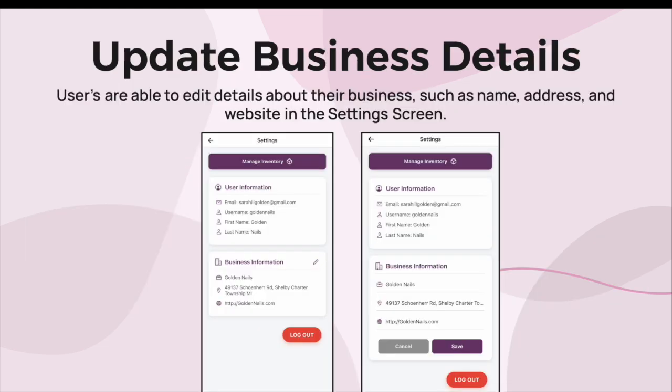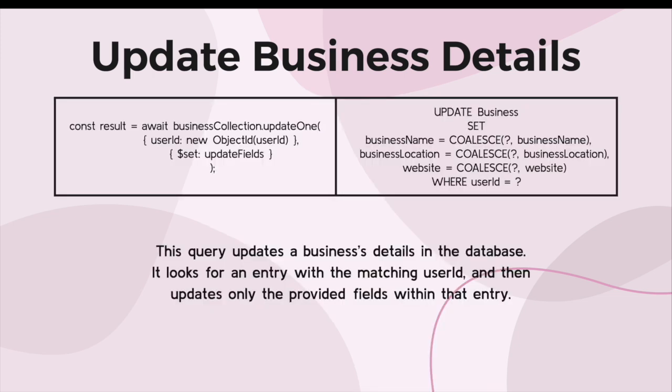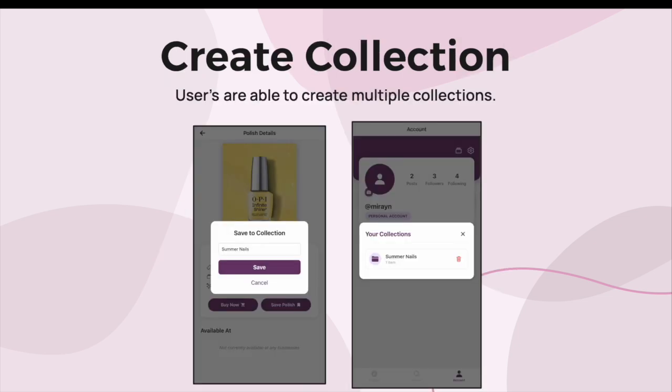The user is also able to update their business details. So in the account screen, they can update details about their business such as name, address, and website in the settings screen. And this query updates a business's details in the database. It looks for an entry with the matching user ID and then updates only the provided fields with that entry.